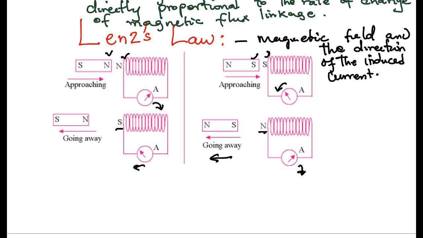These observations can be summarized in Lenz's law. Lenz's law states that the direction of the induced EMF is such that the induced current which it causes to flow produces a magnetic effect that opposes the change producing it.